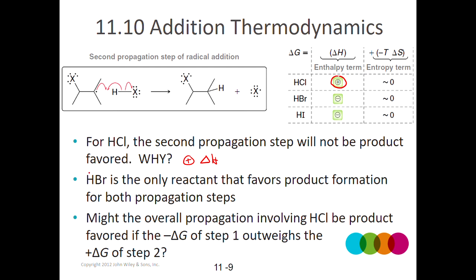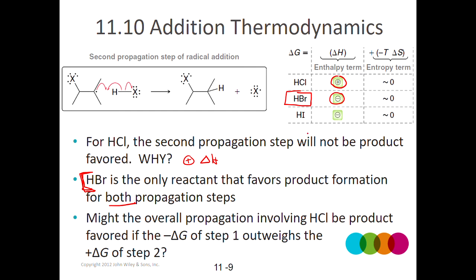HBr is the one that's favored in both propagation steps. So in both propagation steps are favored because they're both negative. That's a reaction that should give me mostly product, and that's why we almost exclusively do this reaction with HBr in the presence of peroxides, and HCl and HI aren't really involved.